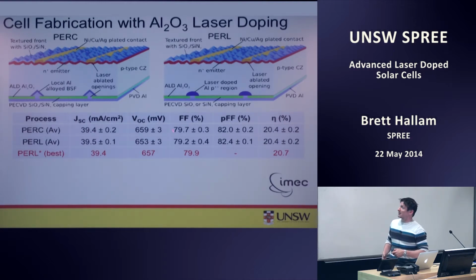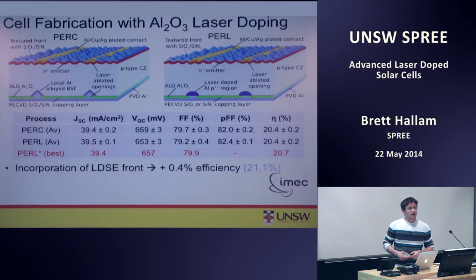But we can still obtain fill factors of towards 80%, and on our best cell at 20.7% efficiency, we've got a fill factor of about 80%. So we know that this contact structure does actually work and could be feasible for commercial solar cells.